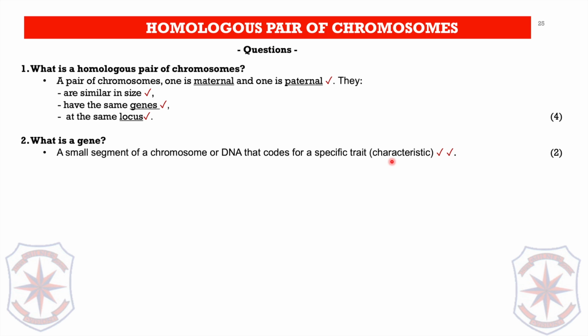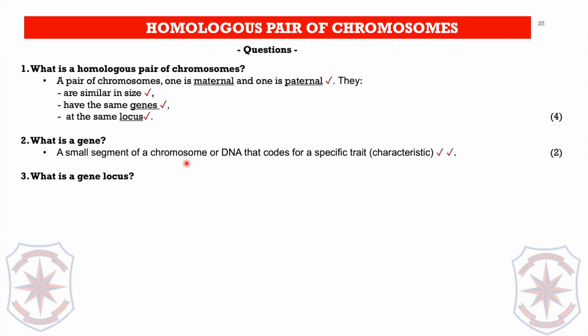Okay. Now remember what we said, that a chromosome is DNA that is coiled around histone proteins. Okay, so whether you say that a gene is a small piece of DNA or you say that it is a small piece of a chromosome, it doesn't really matter because DNA is contained within the chromosome.